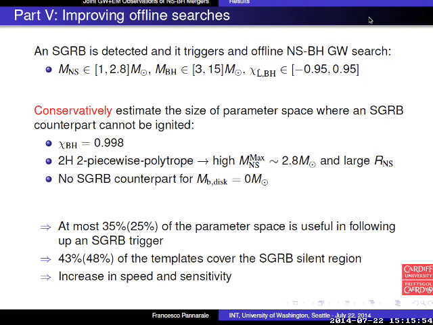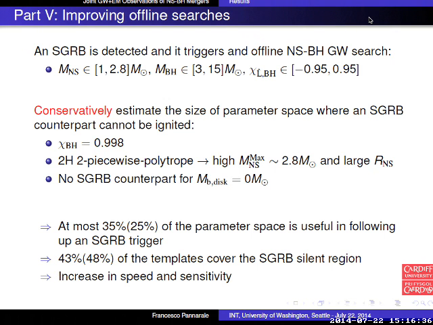And at the end of the day, we find that 35% of the parameter space is useful when following up the short gamma ray burst trigger. If we were to align exactly the black hole spin to the orbital angular momentum, this portion of parameter space shrinks to 25%. Now, if we cover this parameter space with template banks used for searches, these two numbers translate into 43% of the templates being in an SGRB quiet region, or for aligned systems, 48% of them. So roughly, we could cut off computational costs by a factor of two in following up an SGRB with an offline search of mixed binaries.